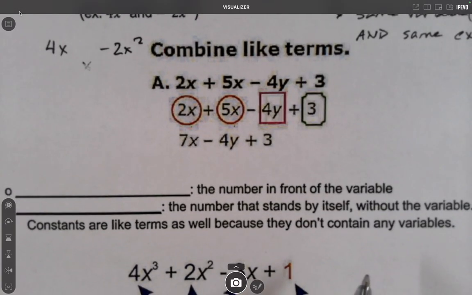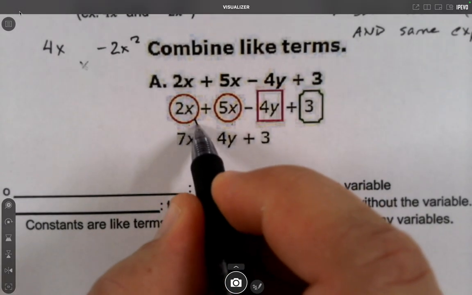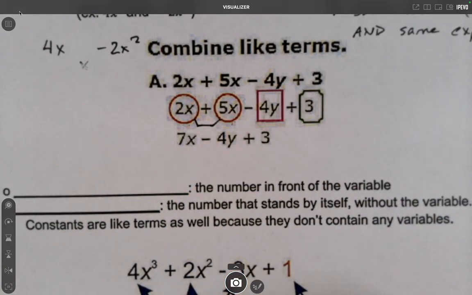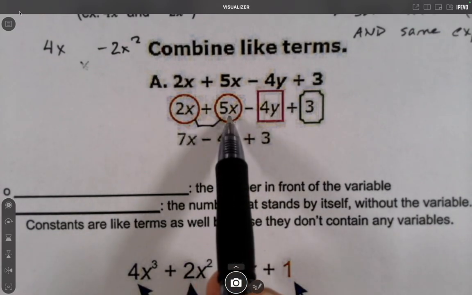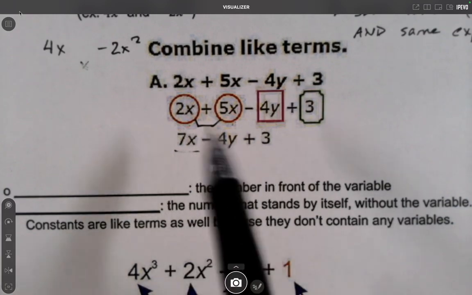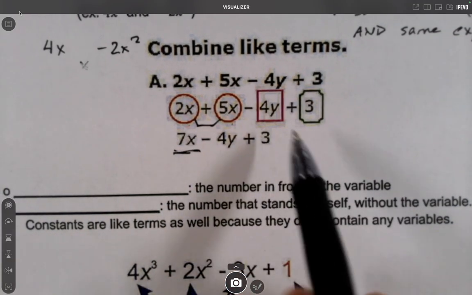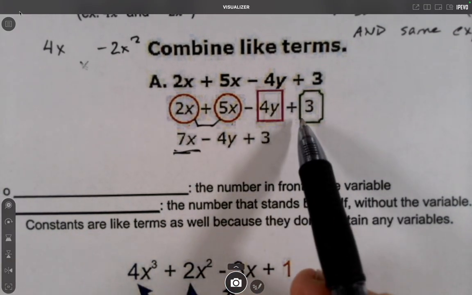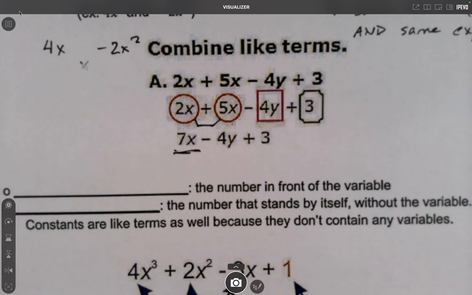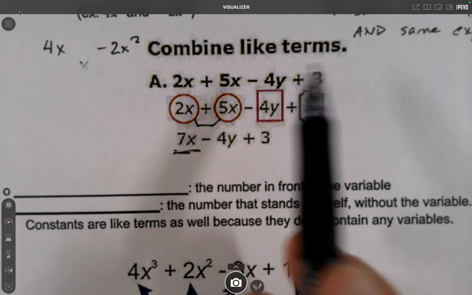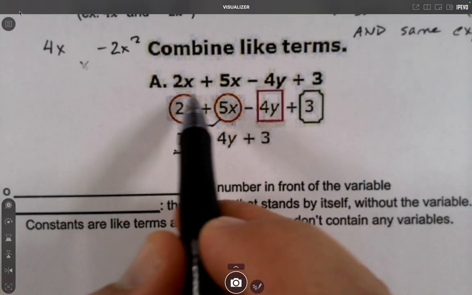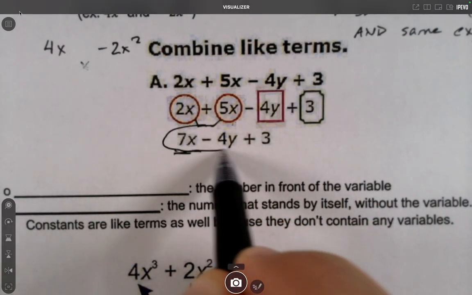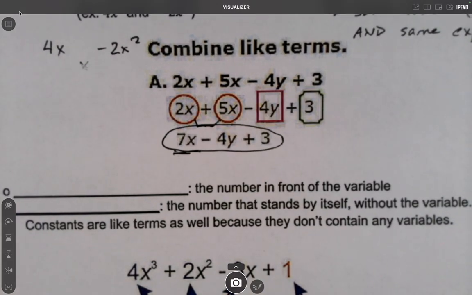So the only ones we can combine or simplify are these 2 right here, because they're the only 2 like terms we have. So if we have 2 x's and we add 5 more x's to them, we have a total of 7 x's. Now since these 2 had no like terms, we do nothing except just rewrite them the way they are. So if we were told to simplify or to combine like terms, and we started with this, our ending answer would be this.